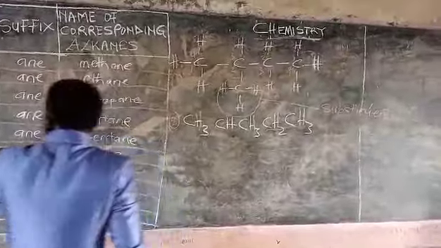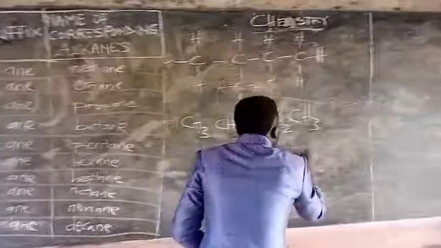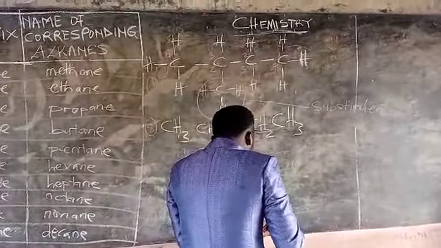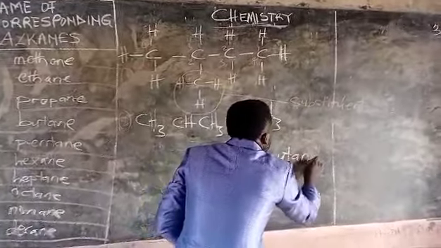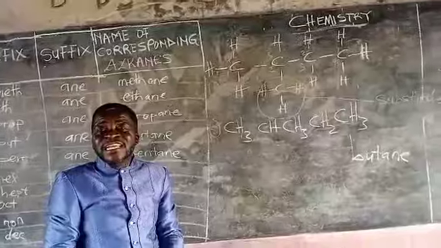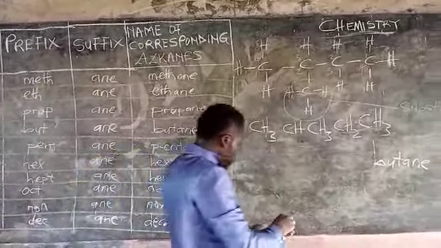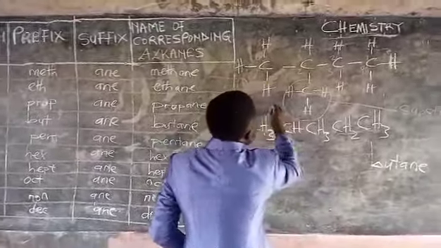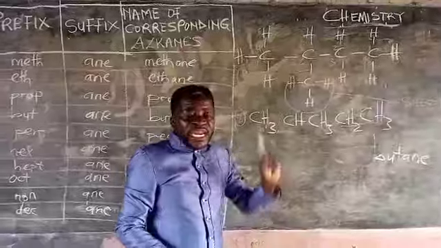And carbon number 4, when you look on your table, is butane. That is the name of the parent hydrocarbon. So you write it butane. In the parlance of human beings, you can say the surname or the family name. So it's butane.